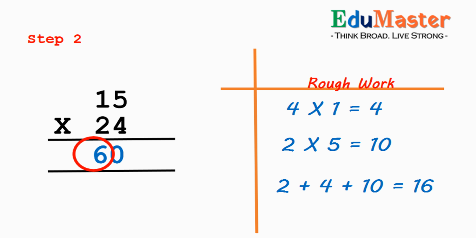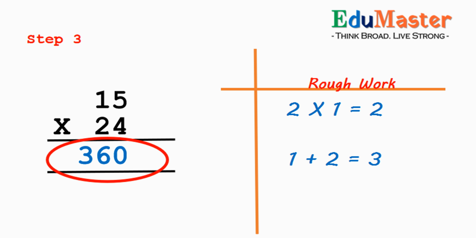Now we multiply 4 with 1. That gives 4. Similarly, we multiply 2 with 5. That gives us 10. And we have 2 from earlier result. So we add these 3 results, that is 2 plus 4 plus 10, that gives us 16. So we write 6 in the 10th place.